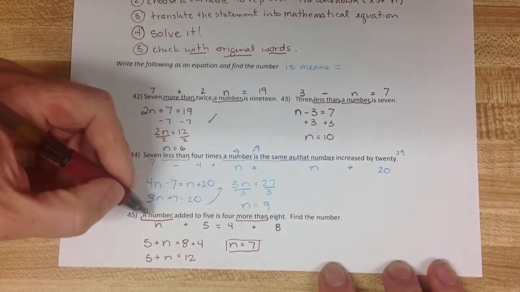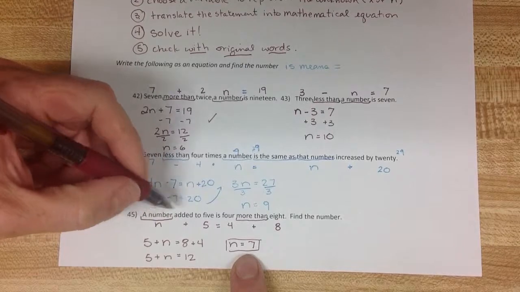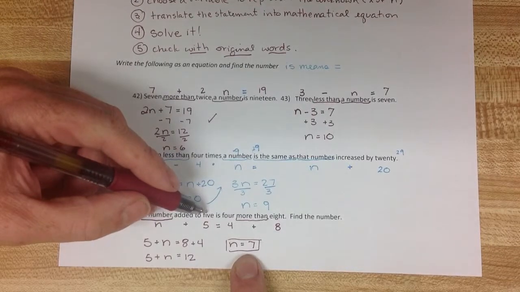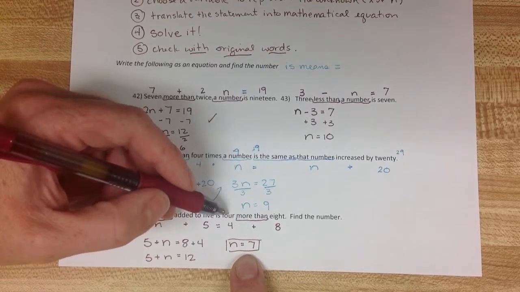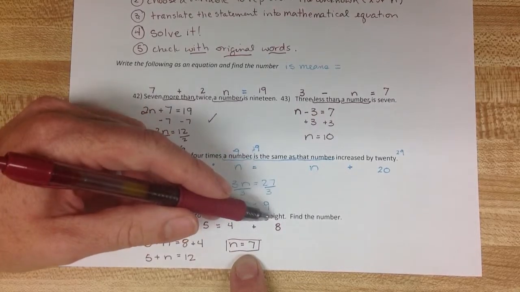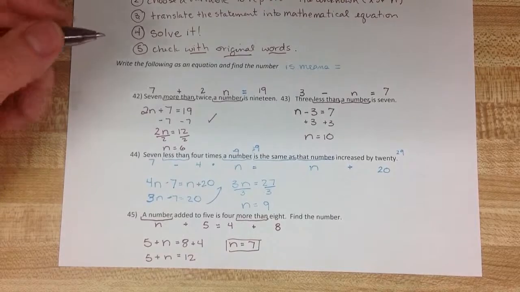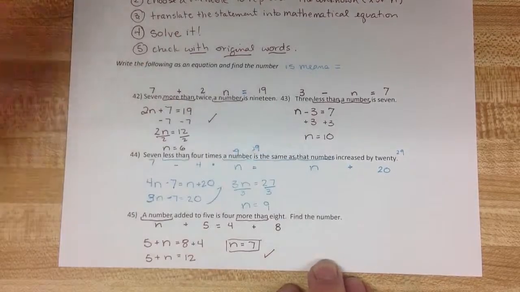To check that, 7, when you add it to 5, comes out to be 12, and 12 is also 4 more than 8, because when you take 8 and add 4 to it, you also get 12. So that one checks as well.